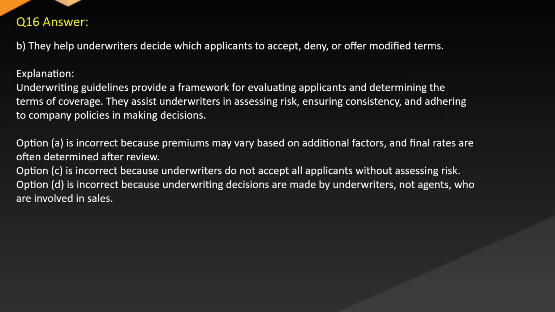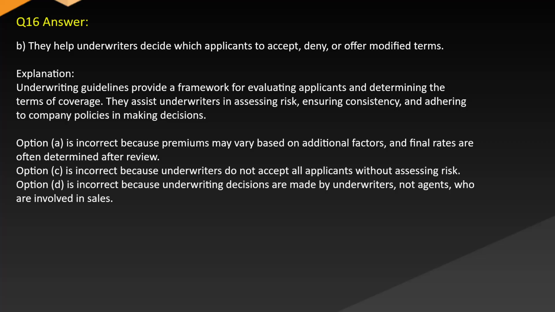Answer. B. They help underwriters decide which applicants to accept, deny, or offer modified terms. Explanation. Underwriting guidelines provide a framework for evaluating applicants and determining the terms of coverage. They assist underwriters in assessing risk, ensuring consistency, and adhering to company policies in making decisions.